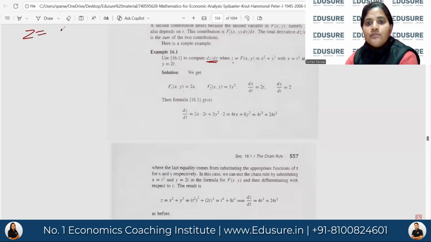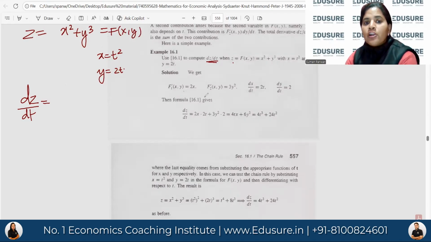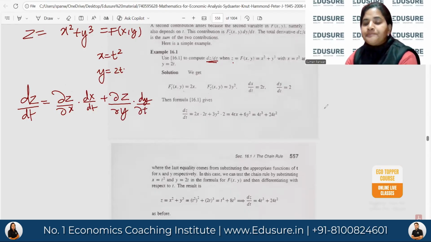So, z is equal to x square plus y cube, x is equal to t square, and y is equal to 2t. So your dz by dt, now this is a function of f of x, y. Now look at the terminology used by the books. So I am saying del z by del x into dx by dt plus del z by del y into dy by dt.